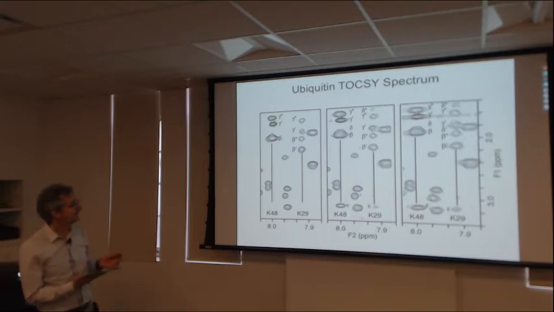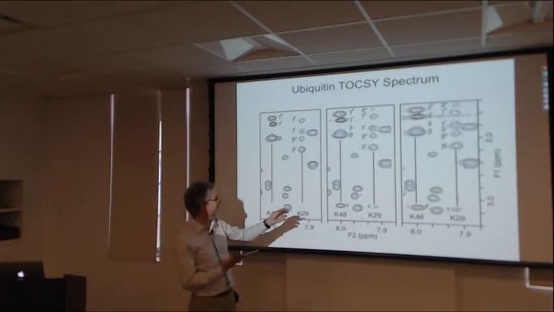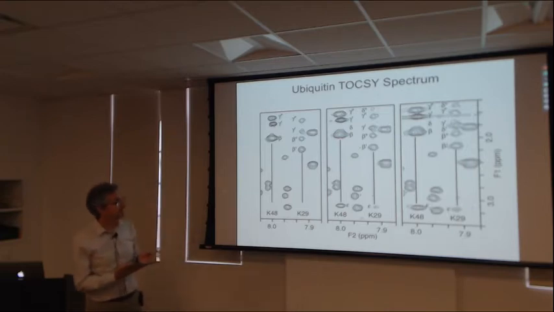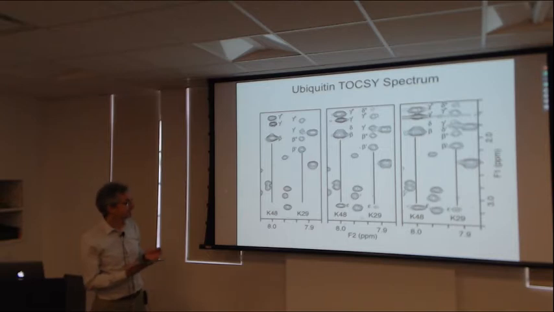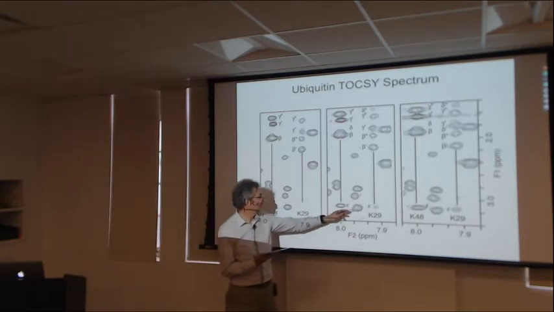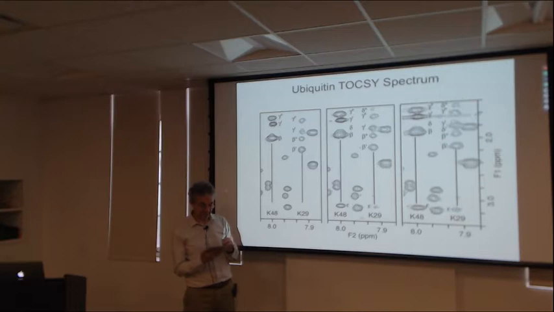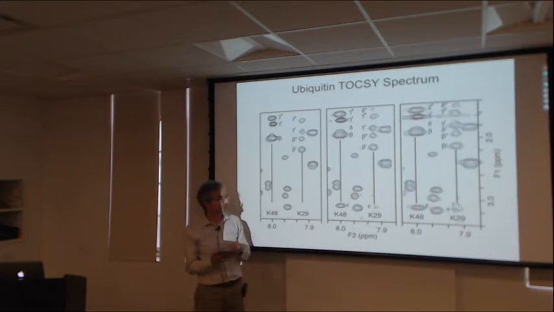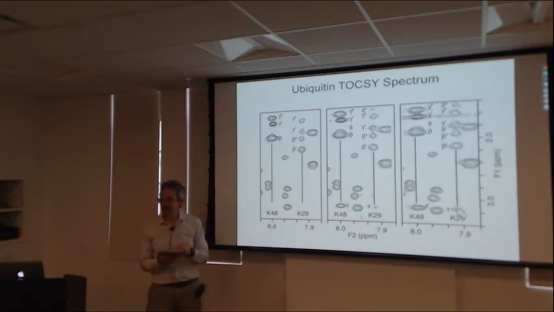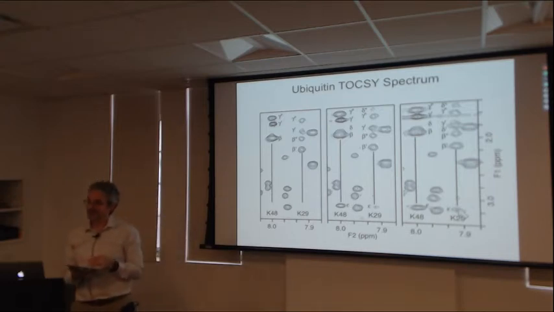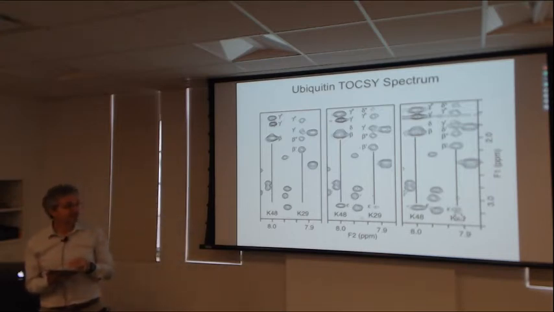And you can see mixing time is increasing in this direction. You can see the buildup of intensity, for example, the epsilon of this lysine, you don't see at short mixing times. As the mixing time gets longer, you start to transfer magnetization. So this has been transferred all the way from the amide proton out to the epsilon proton in lysine by flowing from the amide to the alpha to the beta, gamma, delta and finding the epsilon.